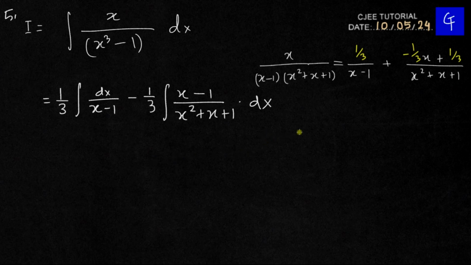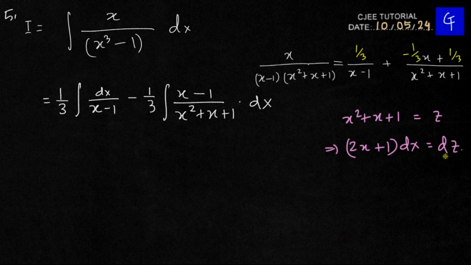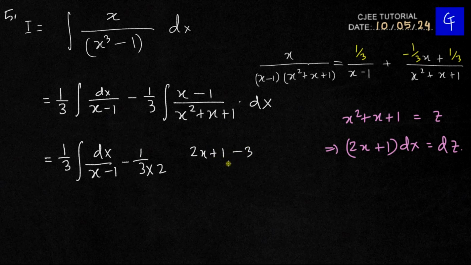Let us assume that x squared plus x plus 1 is equal to z. Then what happens is (2x plus 1) dx equals dz. But there is no 2x plus 1 here. So let me manipulate this in such a way that there is a 2x plus 1 beside dx. I can do that by simply multiplying by 2 here and 2 on the inside in the numerator. So it is going to give us 2x minus 2, and if I add 1 and subtract 1, then it will give us this.